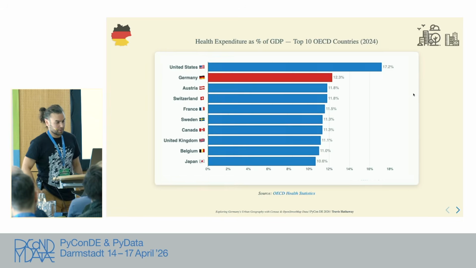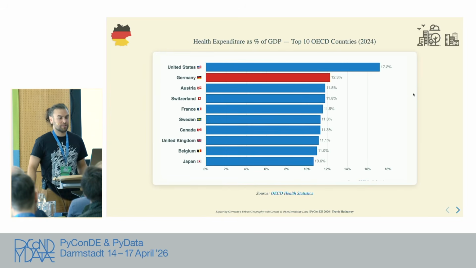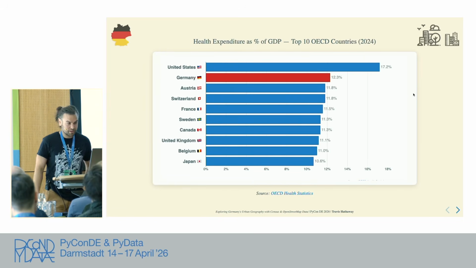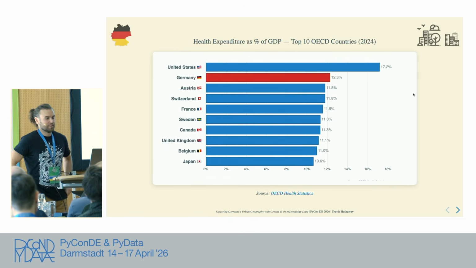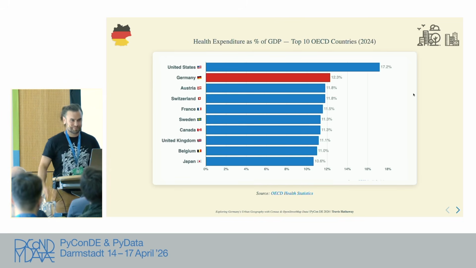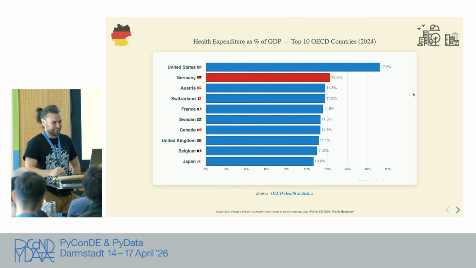And perhaps more alarming is that as a percentage of GDP amongst the top OECD countries, Germany is number 2, only second to the United States, which is by far the most. And I come from the United States. You do not want to be like the United States, so. That's why I live in Germany.